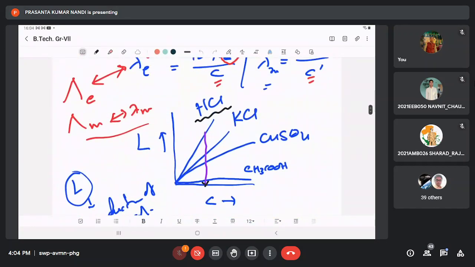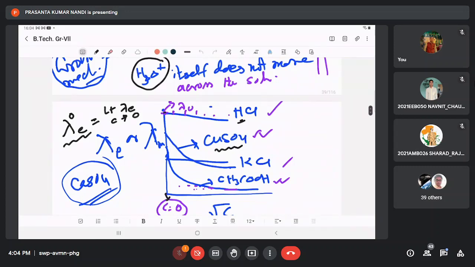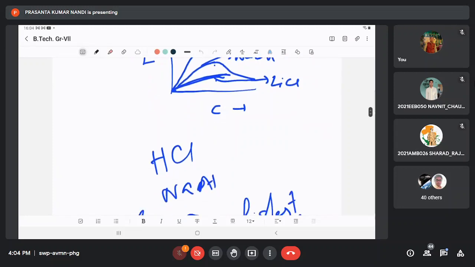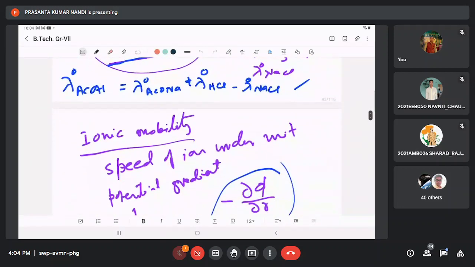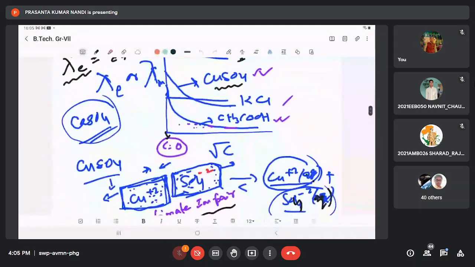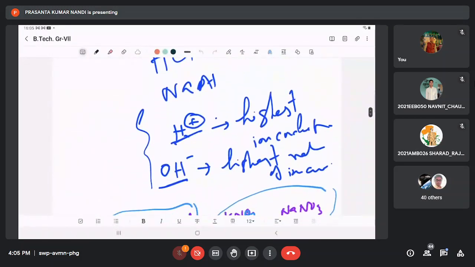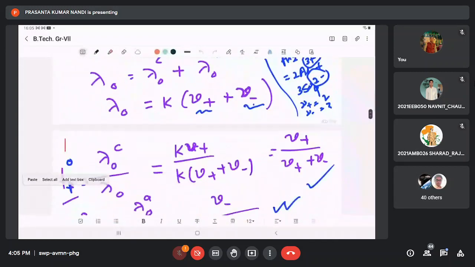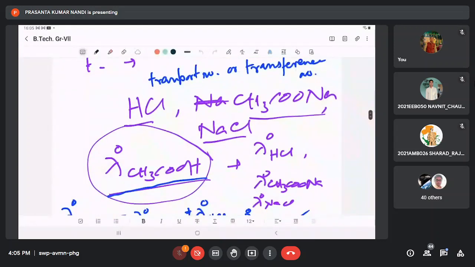Suppose sometimes from the graphical presentations you see, you cannot calculate lambda 0 of acetic acid, because of the trend. For HCl and KCl, you can easily extrapolate and get the limiting value of the equivalent conductance, lambda 0, that is the limiting value when concentration tends to 0. But for acetic acid, since the pattern of the curve is somewhat different, you cannot extrapolate it to get the lambda 0 value. The same is true for any weak acid or weak electrolyte. But the question is how we can get it for acetic acid. How do we find the limiting value of the equivalent or molar conductance of acetic acid?